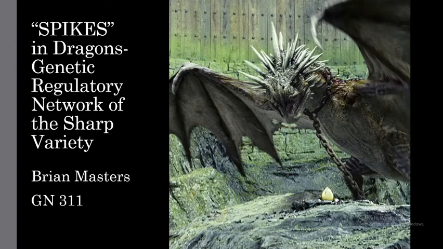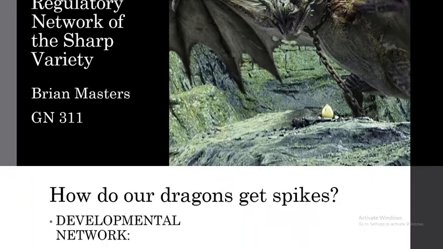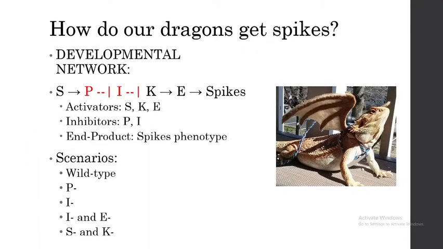Hello, this is Brian Masters, talking today about the regulation of genes that grow spikes on some of a dragon's cells. In order to display the phenotype for spike growth and development in some of their cells, a young dragon must possess the correct combination of genetic activators and lack certain repressor genes.